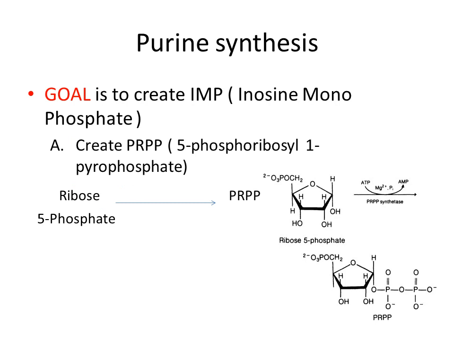Our goal is to create IMP, inosine monophosphate. In order to create IMP, we first have to create PRPP, which stands for 5-phosphoribosyl 1-pyrophosphate. Here you can see the reaction. Ribose 5-phosphate is converting into PRPP.